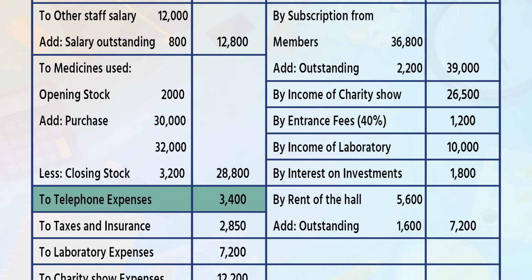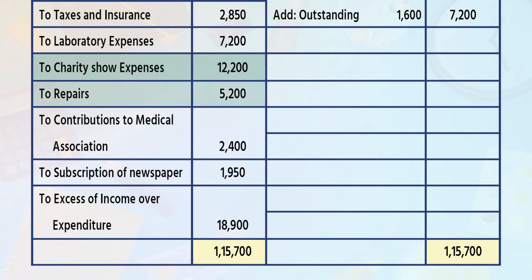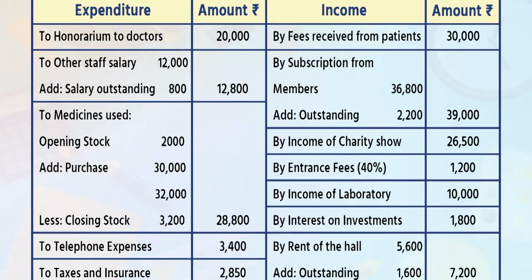Next, telephone expenses 3,800, taxes and insurance 2,850, laboratory expenses 7,200, charity show expenses 12,200, repairs 5,200. Next, contribution to medical association 2,400, subscription of newspaper 1,950, excess of income over expenditure 18,900, and the total 1,15,700.